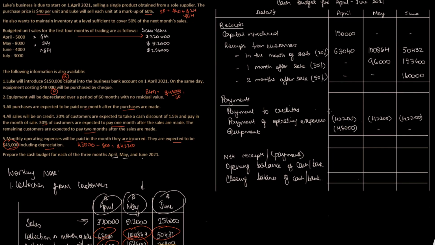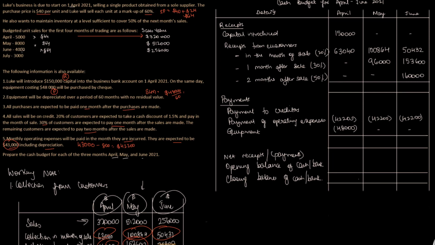Then coming to payments, our payment to creditors is still remaining. How will you calculate payment to creditors? Only when you know the purchases, because payment to creditors is done 1 month after purchases. But in this question, purchases are not given. The quantities that you see here, April, May, June, 5,000, 8,000, 4,000 and 3,000, these are sales values. You don't have purchases yet. So you'll have to calculate the purchases.